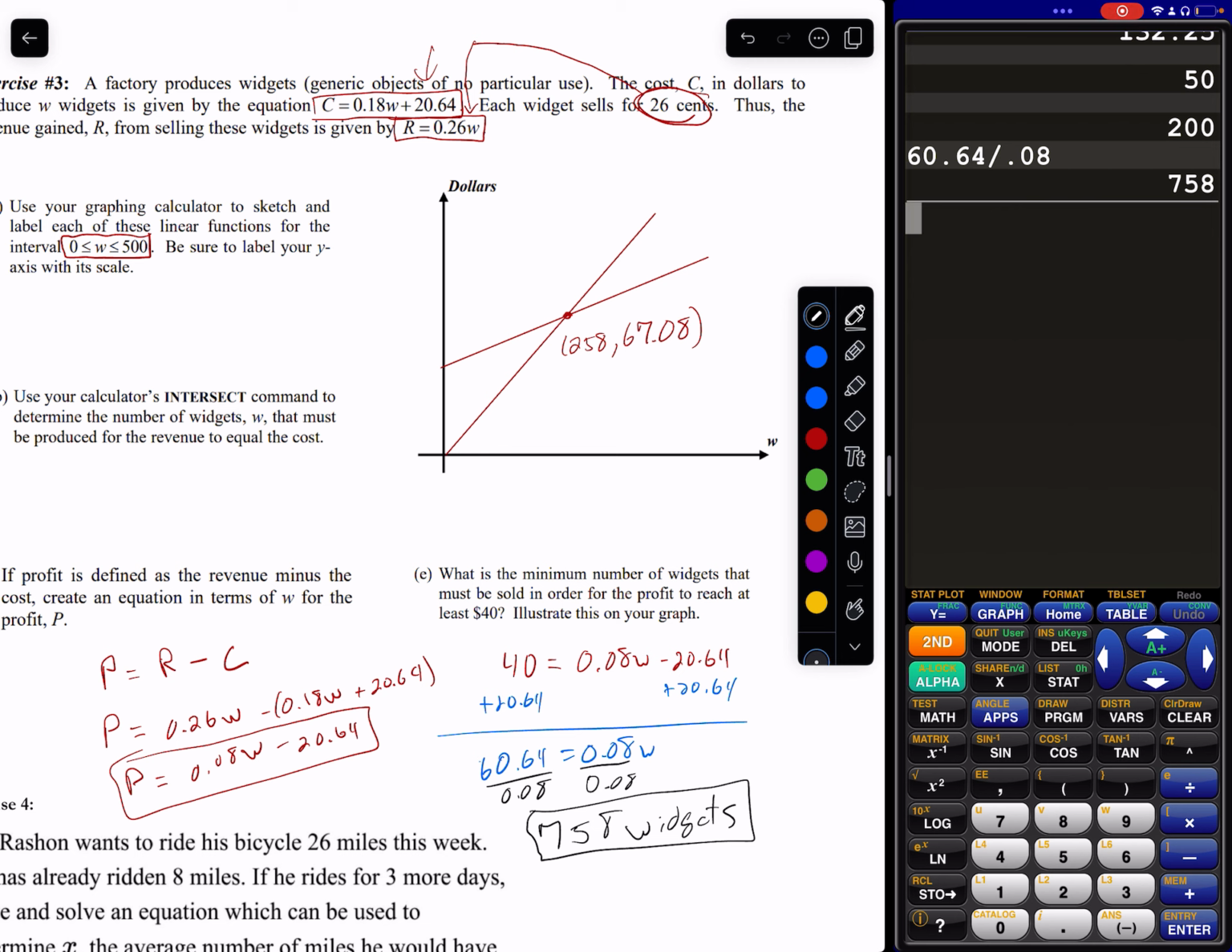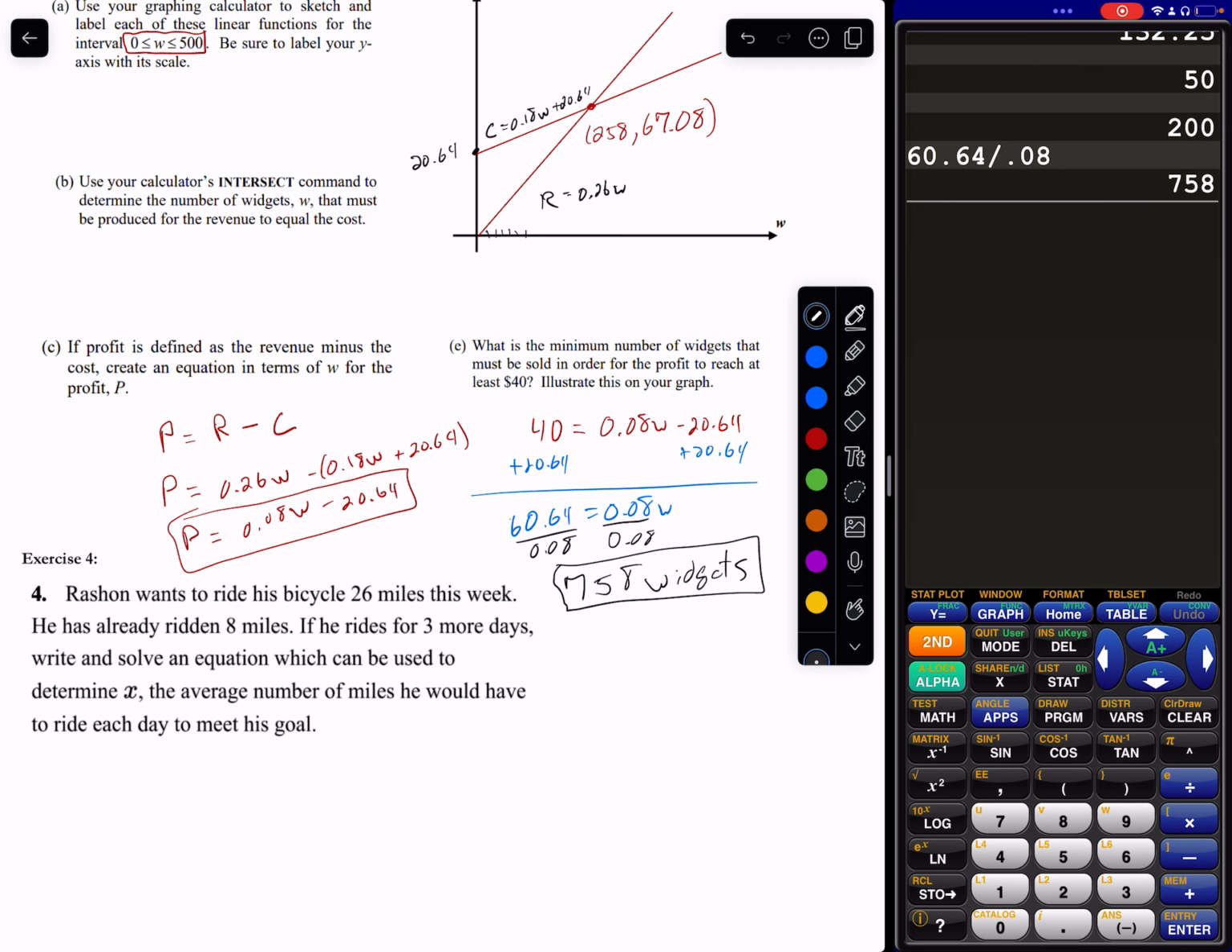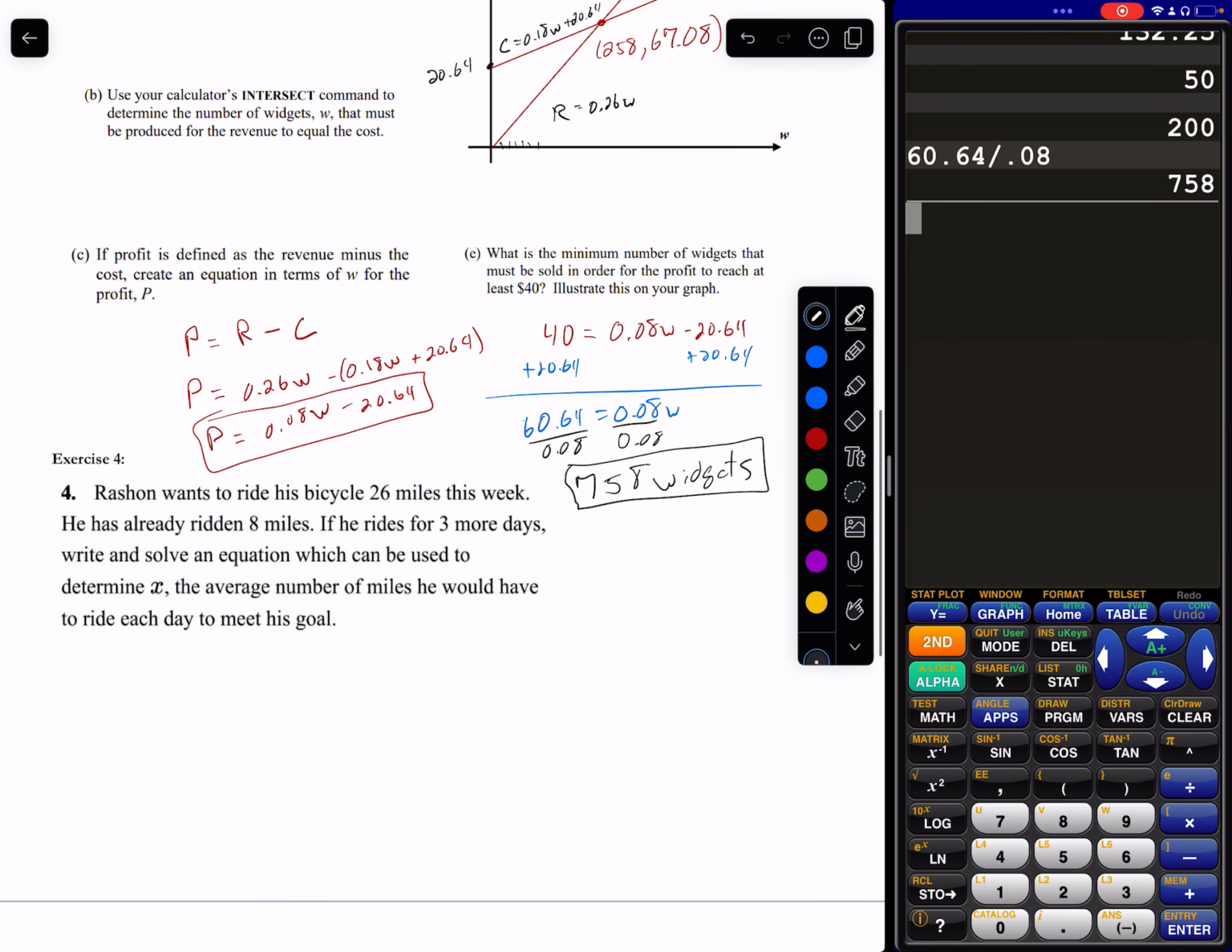Okay, so this is a way to combine two of your functions, right? We've got a cost equal to 0.18W plus 20.64. We know that we're starting at 20.64. And then right here, the revenue is equal to 0.26W, because every time we sell a widget, you're going to make 26 cents. So that's the way to combine two linear functions. And there's a much more mathematical approach to looking at finance. Okay, and then that last little example is just a straightforward linear function, right?